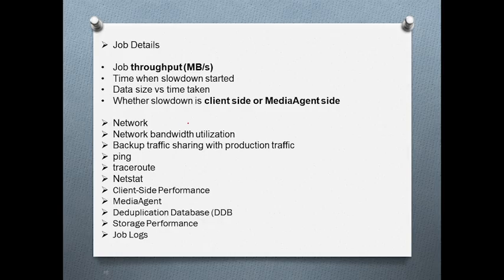Maybe the interviewer asks how you can check that. Then you can say the job details from job detail: job throughput, Mbps, time when slowdown started, data size versus time taken. This is very important. Whether the slowdown is client side or media agent side. Client side, I'm just saying sometimes when multiple jobs are running through one machine.